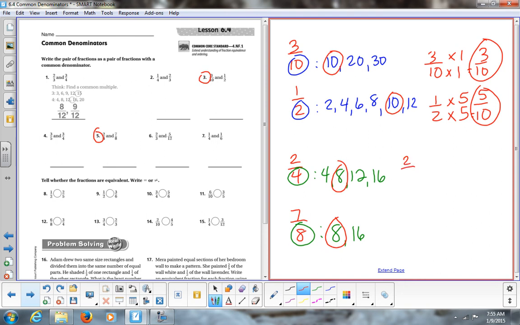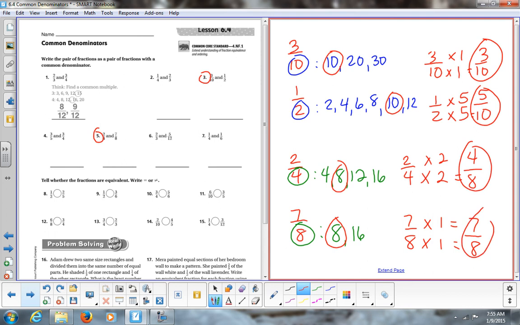Okay, so 2/4, 7/8. We want to make to 8. This one is going to stay the same, right? Just like up there. But this one's not. It's going to have to change. 4 times what is 8? 2. Good. So what I do to the bottom, I got to do to the top. Okay, so these would be my answers. 4/8 and 7/8.